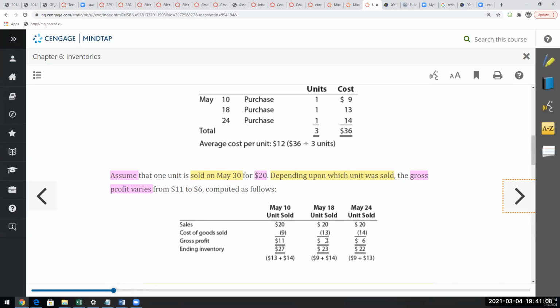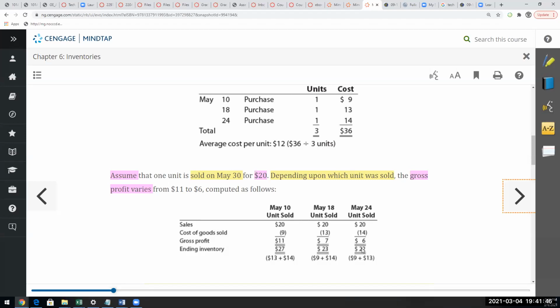I did this orally. Now you can see the picture. $20 is the revenue, the sales revenue. And then the cost of the goods that we sold in each scenario could be $9, could be $13, or could be $14. So my gross profit changes. The ending inventory is the combined total. So if I sold the $9 one, that means I have a $13 and a $14 one left. That's a $27 inventory on my balance sheet. That's very different than if I sold the $13 one, because that means I have a $9 and the $14. That's $23. And this is even worse. It's $22.